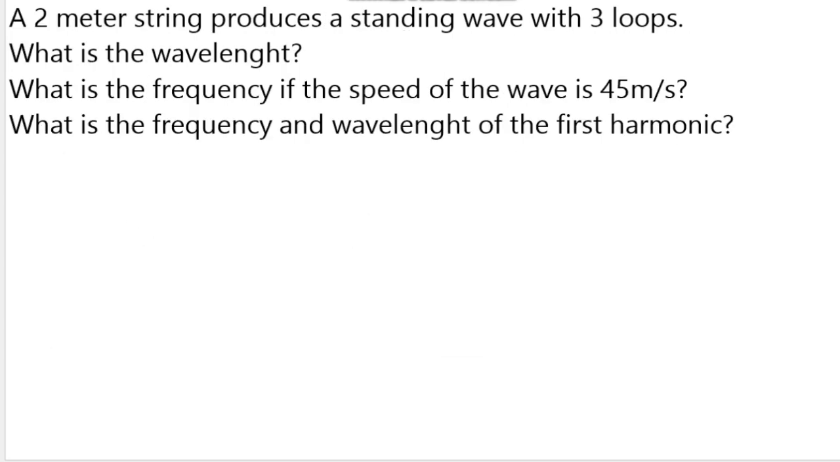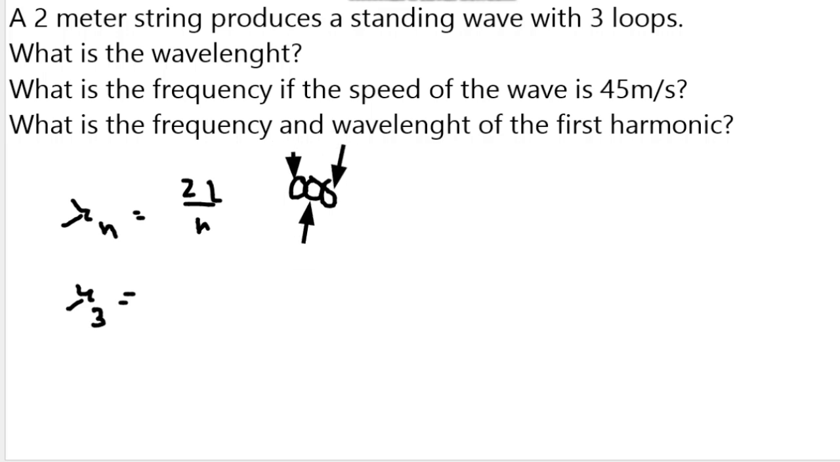A 2-meter string produces a standing wave with 3 loops. What is the wavelength? To calculate the wavelength, we can use this equation. Lambda n is equal to 2L over n. So what we have here is a 2-meter string, and it has 3 loops, which means that it also has 3 antinodes. So that's going to be 3 here.